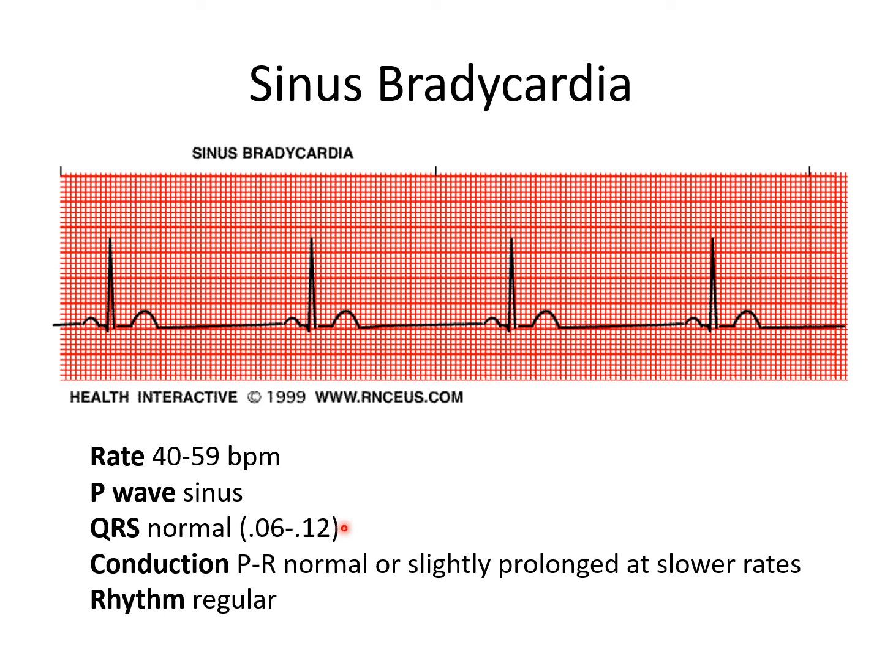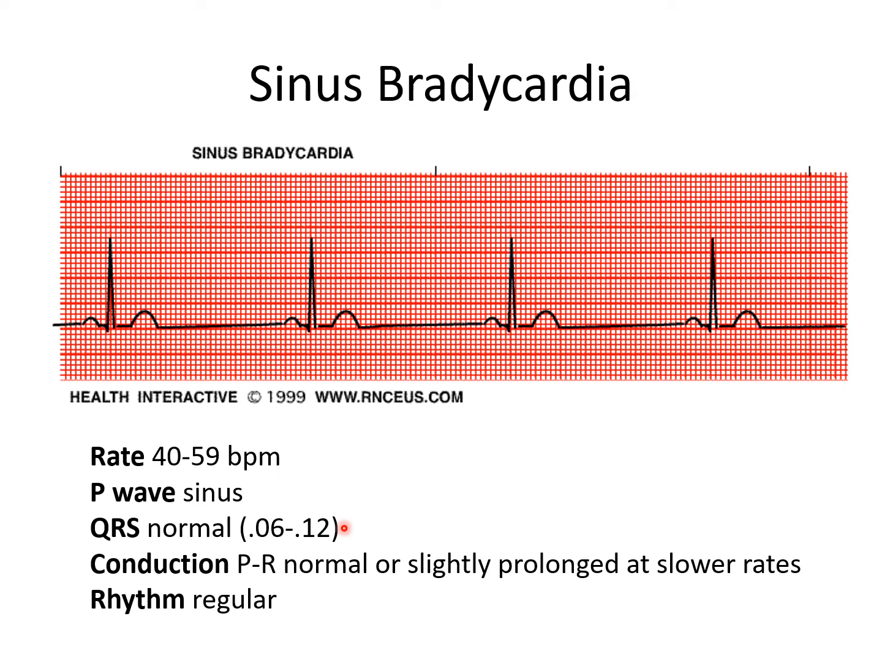The problem is when that QRS complex is wide. In other words, the QRS is greater than 0.12 seconds, which is 3 small boxes. And clearly on this strip, the QRS is not wider than 3 small boxes. So there is no prolonged QRS here or very slow conduction through the ventricles.